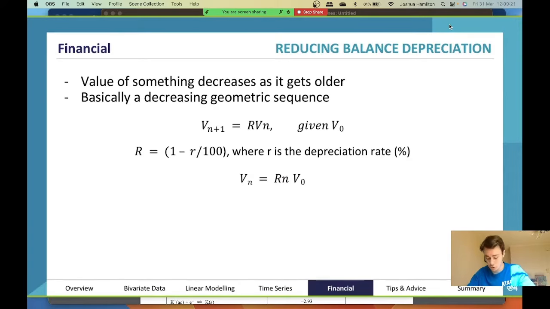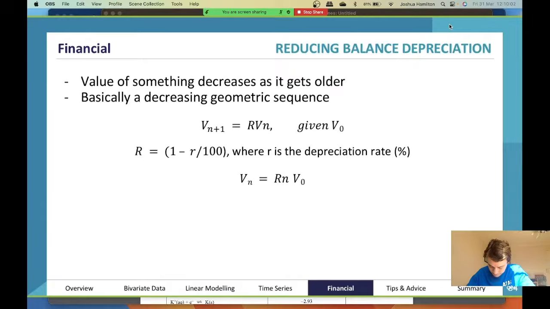Now what we get into is reducing balance depreciation. Reducing balance depreciation is going to be done mainly on your financial solver, and we're going to go through an example where you don't use financial solver, but it's quite important that this is mainly going to be done on the financial solver. So the value of something decreases as it gets older, basically a decreasing geometric sequence. As you can see here, you have Vn+1 equals R Vn. Then you have another equation that says R equals 1 take r divided by 100, where r is the depreciation rate in percentage.